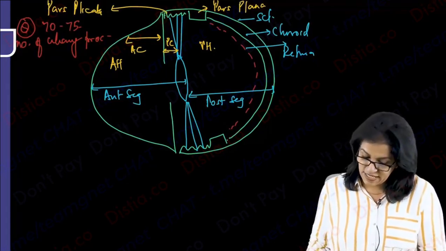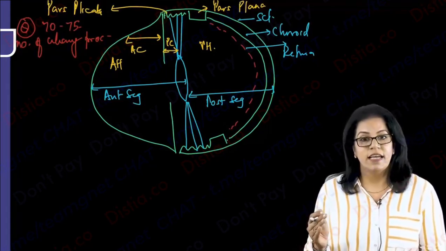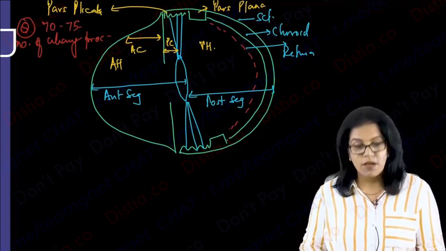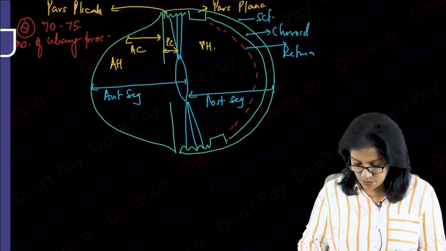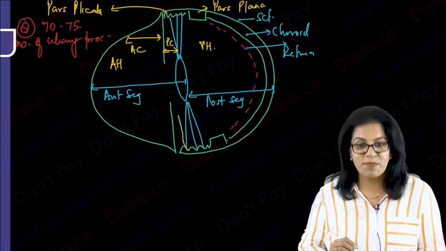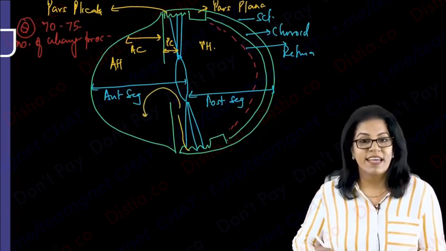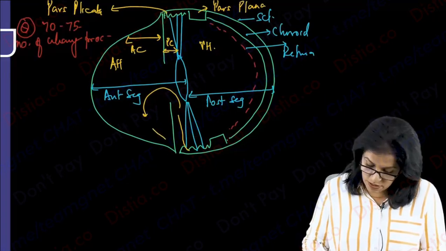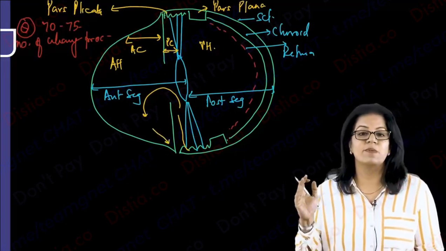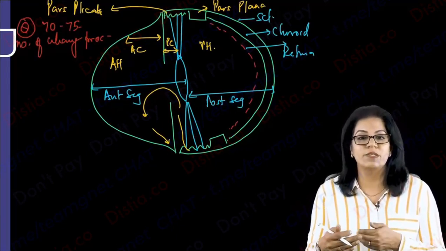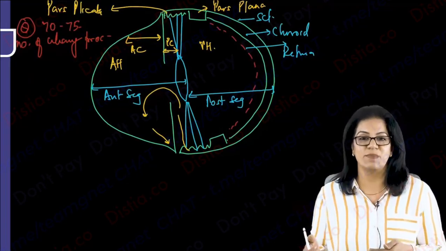Coming further, what happens to the aqueous that is formed from the ciliary process? It goes into the posterior chamber. I hope you all are drawing with me. Then through the pupil, it comes to the anterior chamber. From the anterior chamber, it goes to the peripheral space between the iris and cornea, and this peripheral space is what is called the angle of the anterior chamber.